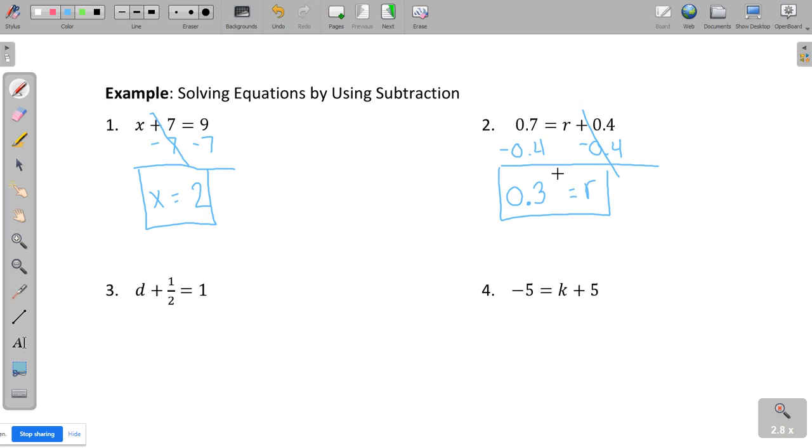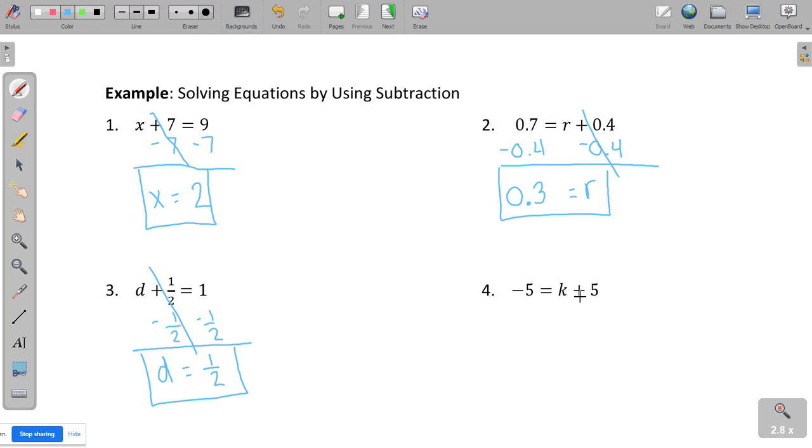Our next one, we have d plus 1/2 equals 1. So we have addition, we have to do the opposite, and subtract. So we're going to subtract 1/2 from both sides. It cancels out. We bring down our d. So d equals 1 minus 1/2, which gives us 1/2. So d equals 1/2.